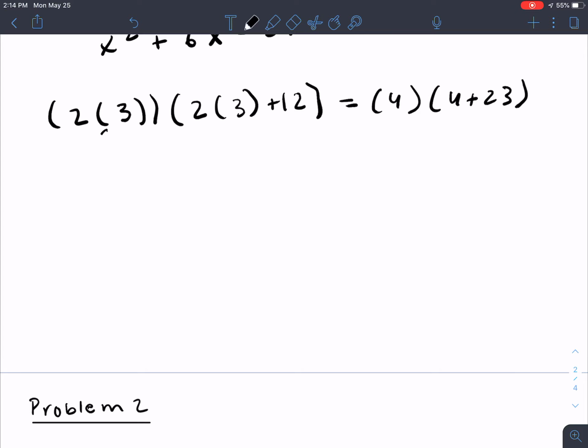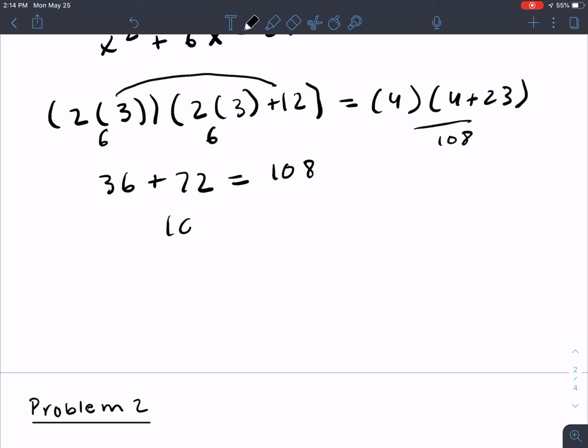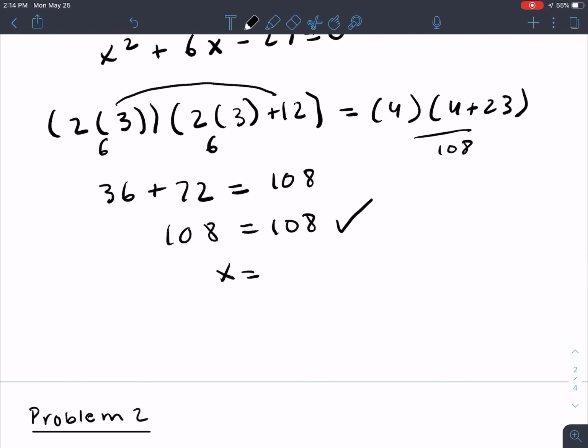So this is 6. 6 times 6 is 36. And then 6 times 12 is 72 is equal to, this is 108, equal to 108. 108 is 108. So that's correct. So the answer would be x is equal to 3.